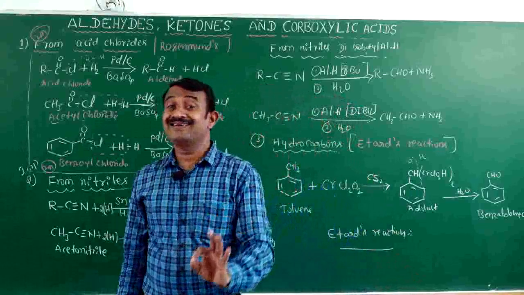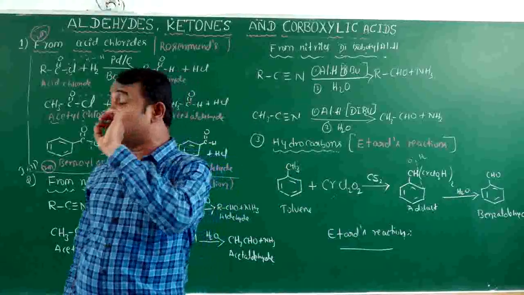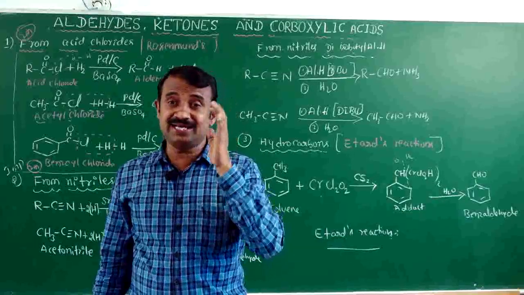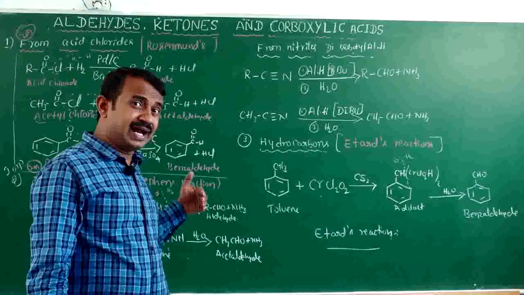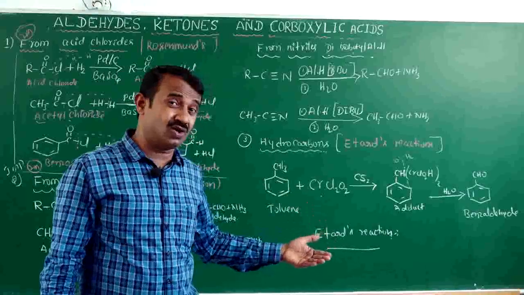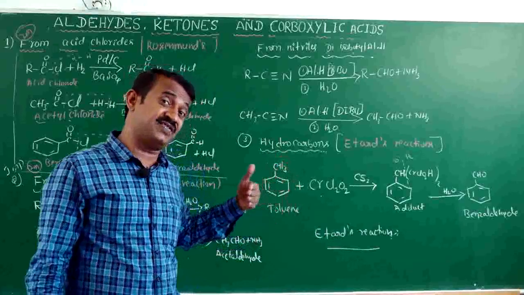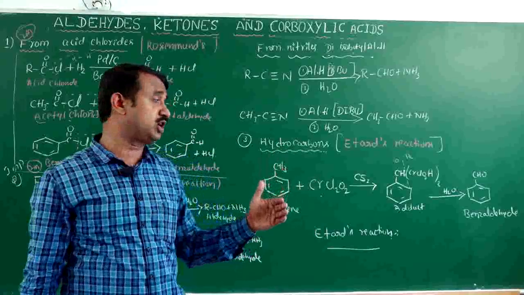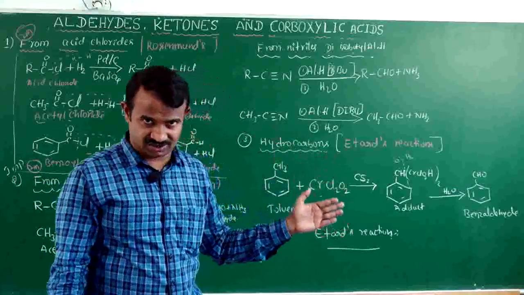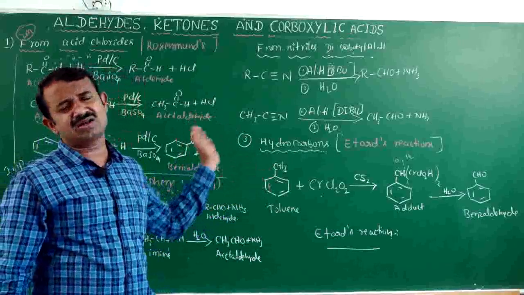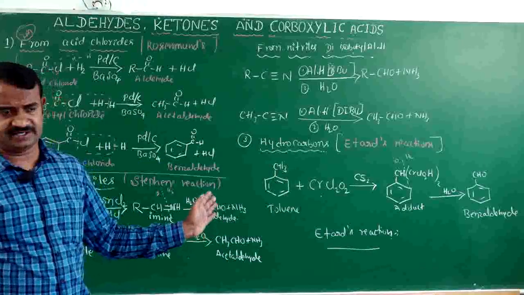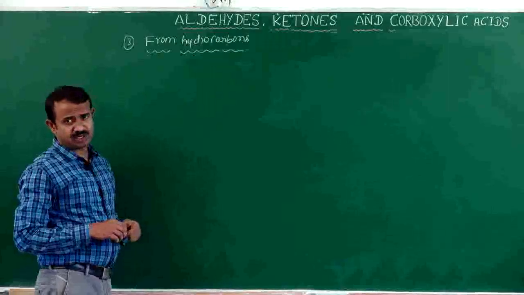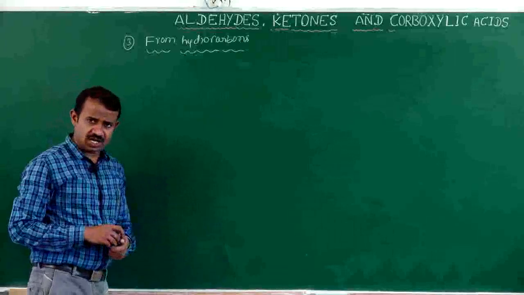You should remember the reagent. Hydrogenation with palladium on barium sulfate means you should remember that it is the Rosenmund reaction. When nitrile reacts with tin chloride in presence of HCl, that is the Stephen reaction. When chromyl chloride is used with hydrocarbons, you should immediately remember that it is Etard's reaction. These are all named reactions for the preparation of aldehydes. Next, preparation of aldehydes from hydrocarbons, Etard reaction.